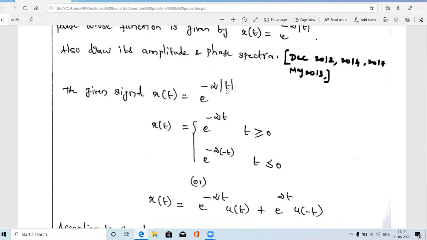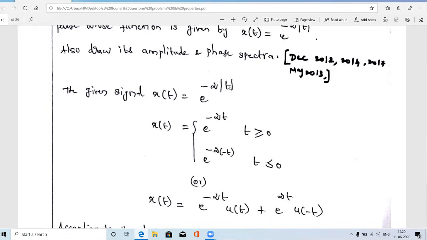First we have to substitute t is positive. If you substitute t positive, what is the value? E power minus 2 into t, whenever the time t is greater than or equal to 0. That is greater than or equal to 0 means positive time. The time t is from 0 to infinity.